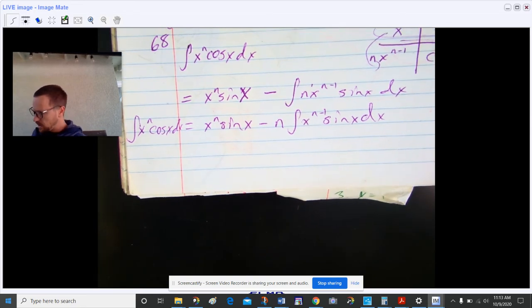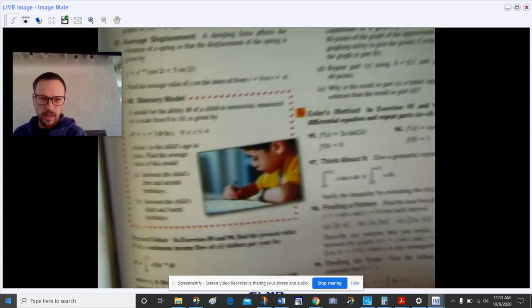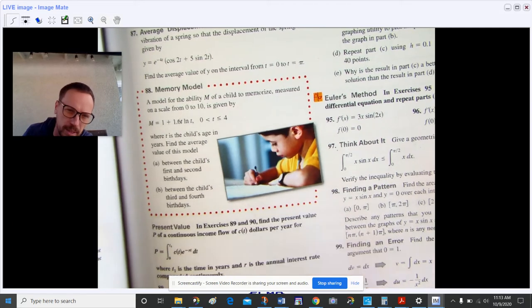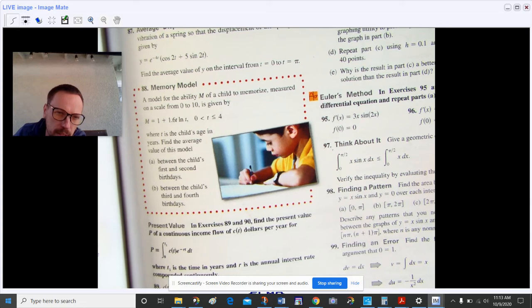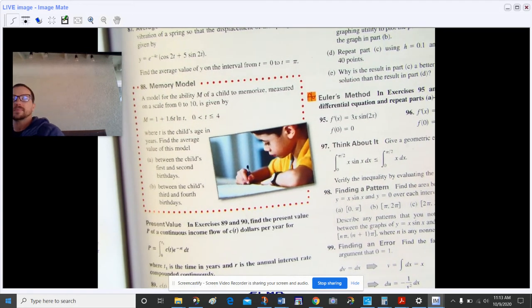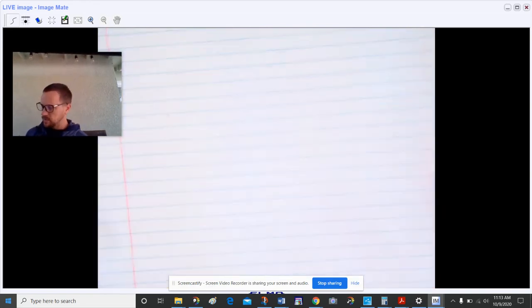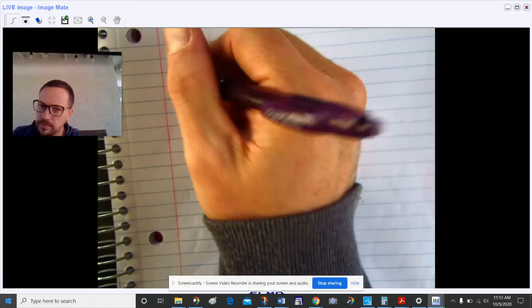And what the heck, let's just do another problem for kicks since I have your attention right now. Let's take a look at this memory model. Speaking of that, the model of the ability M of a child to memorize measured on a scale from 0 to 10 is given by this, where T is a child's age in years, and find the average value of this model. Ooh, average value. Okay, all right, that was Joshua. All right, so you got excited about this. All right, so remember, average value.